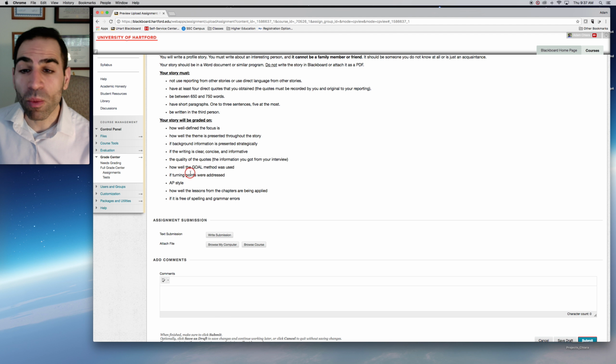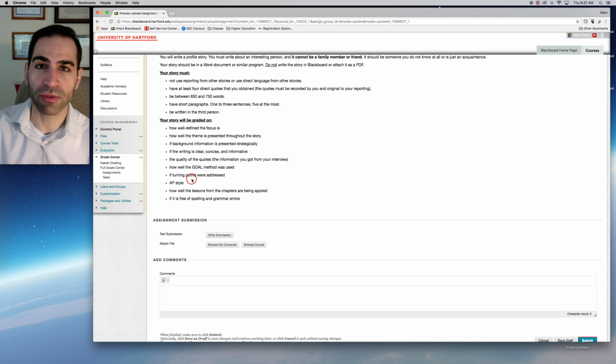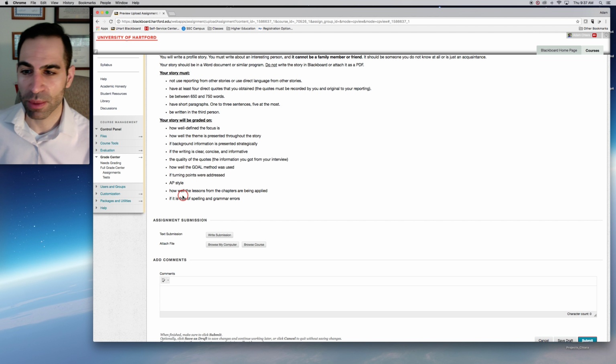How well the goal method was used. You're going to learn that in your chapter this week. Goal. So read about that in the chapter, and I want to see that you try to apply it to some degree. If turning points were addressed, again, that's in your chapter. When you find that, take note, because that's what I'm going to be looking for. Did you maybe try to address were there any turning points?